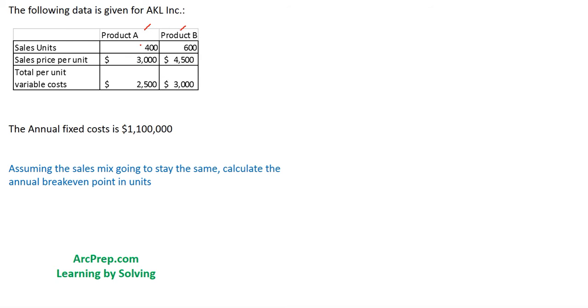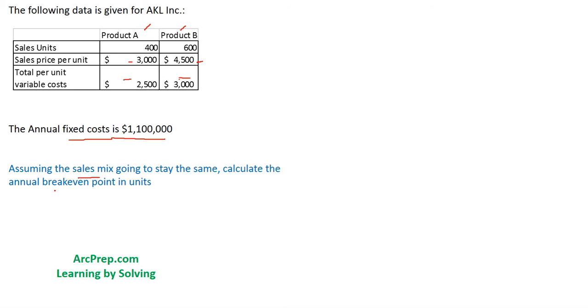In this example, we are selling 400 units of product A and 600 units of product B. Sales price for each product per unit is given. We also know the total variable cost for each unit. Last, we also know the total fixed cost for the company. Now, assuming sales mix is going to stay the same, we need to calculate the break-even point in units.